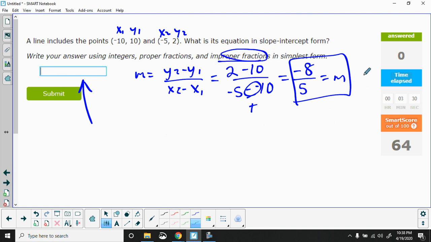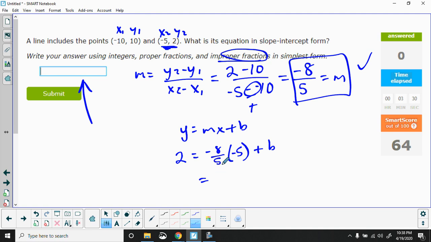Slope-intercept form again. Do we have any shortcuts? Nope. So just pick the smaller numbers, I suppose. 2 for the y. Slope is negative 8 over 5 times 5. Nope, negative 5. Forgot the negative. Then plus b. Multiply. I know two negatives make a positive. I also know these 5s would cancel. So 8 would be our answer.